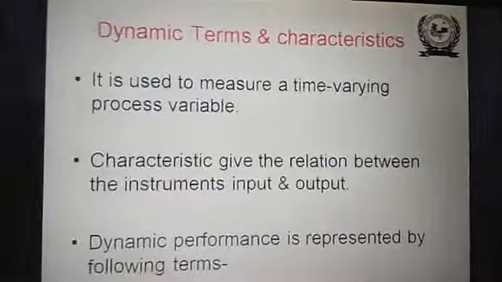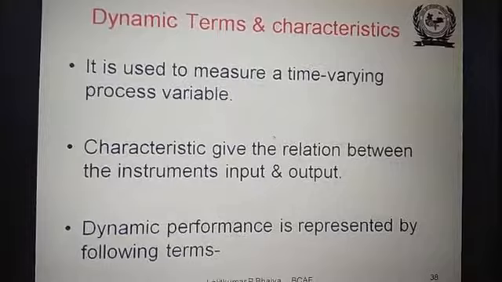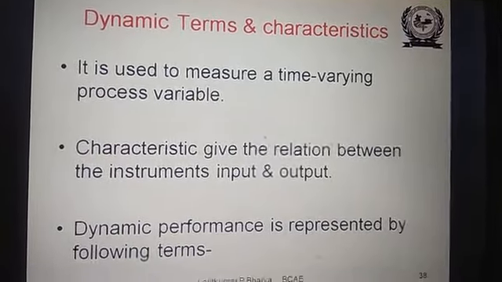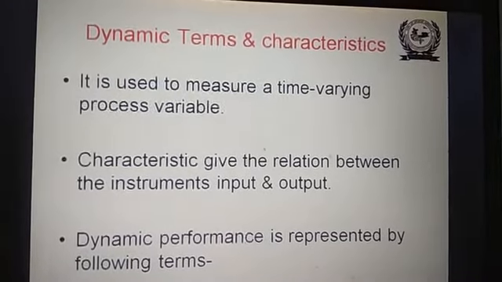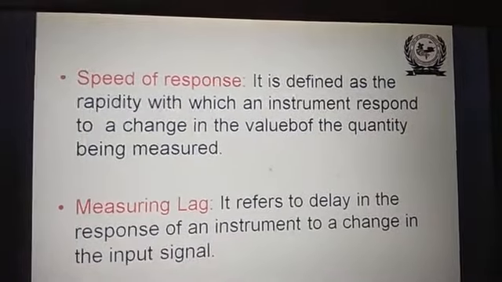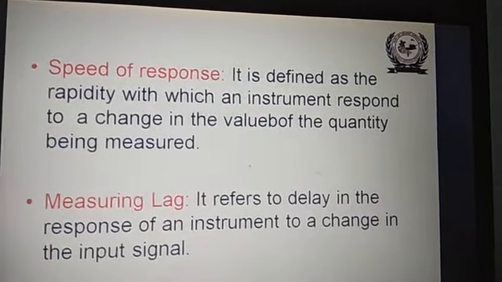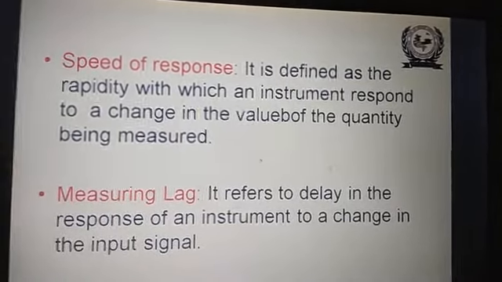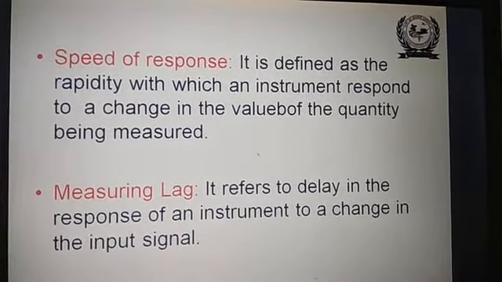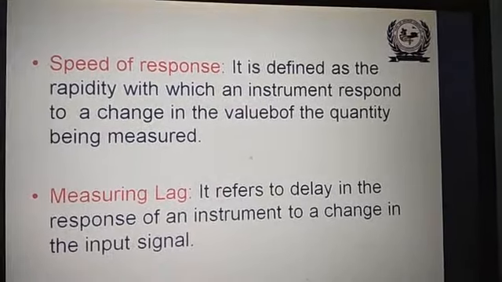Then dynamic terms and characteristics. It is used to measure time varying process variable. Characteristics give the relation between the instrument's input and output. Dynamic performance is represented by the following terms. Dynamic performance is given by speed of response. It is defined as the rapidity with which an instrument responds to a change in the value of the quantity being measured. This is the speed of response.